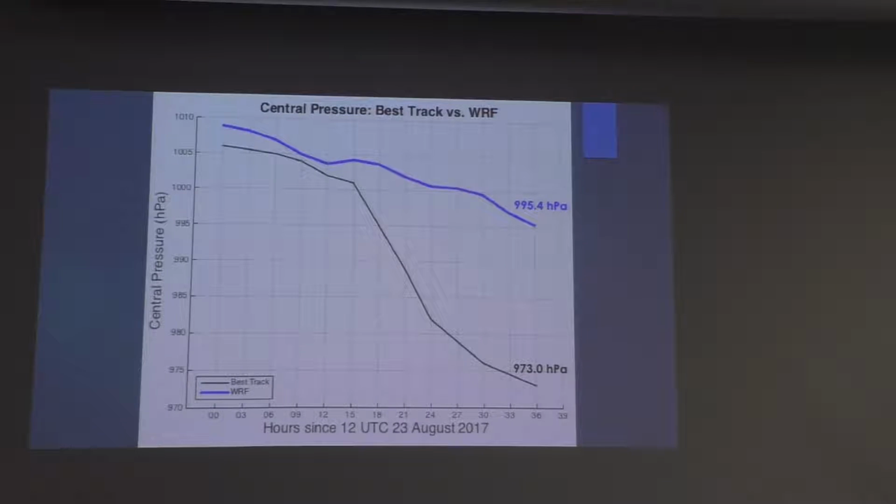For context, the HMON and the HWRF also underperformed compared to what was observed, though obviously did slightly better. However, they were both run at higher resolutions with nested inner domains going down to 2 and 3 kilometers for the HMON and HWRF respectively.